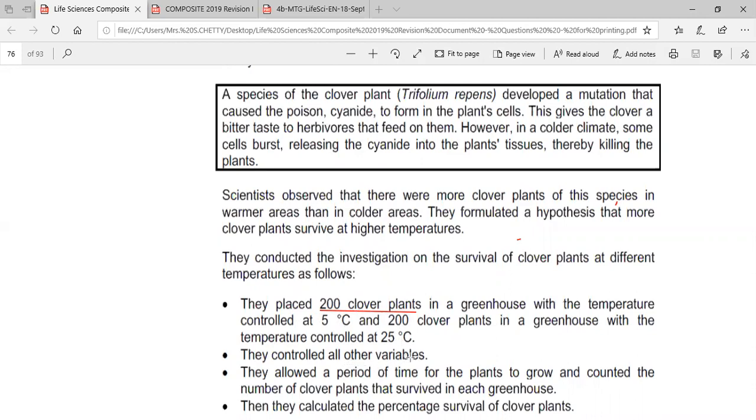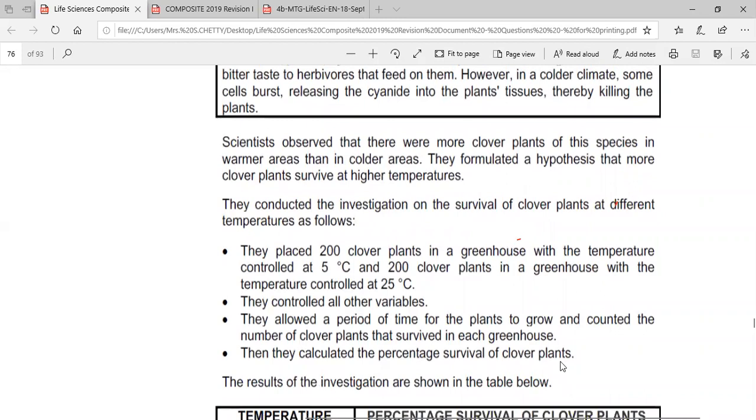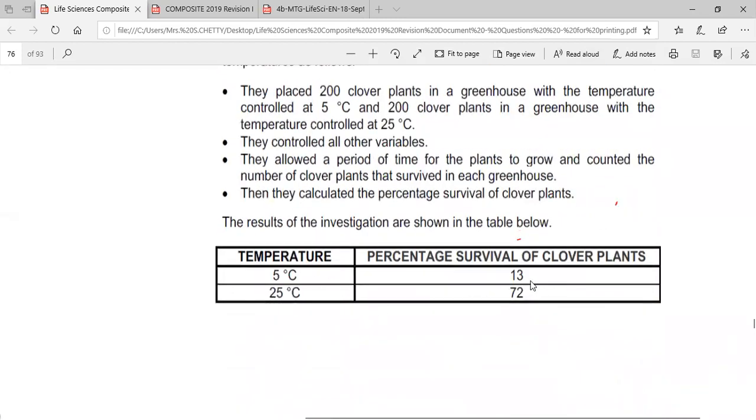They controlled all other variables. Of course, these clover plants must be of the same species. Everything else must be the same. In other words, the soil in which they're growing, the light intensity, the amount of water that was given. Everything else must be the same. They allowed a period of time for the plants to grow and counted the number of clover plants that survive in each greenhouse. That's what you would do as well, isn't it? Then they calculated the percentage survival of clover plants. At 5 degrees, 13% survived, and at 25 degrees, 72% survived.